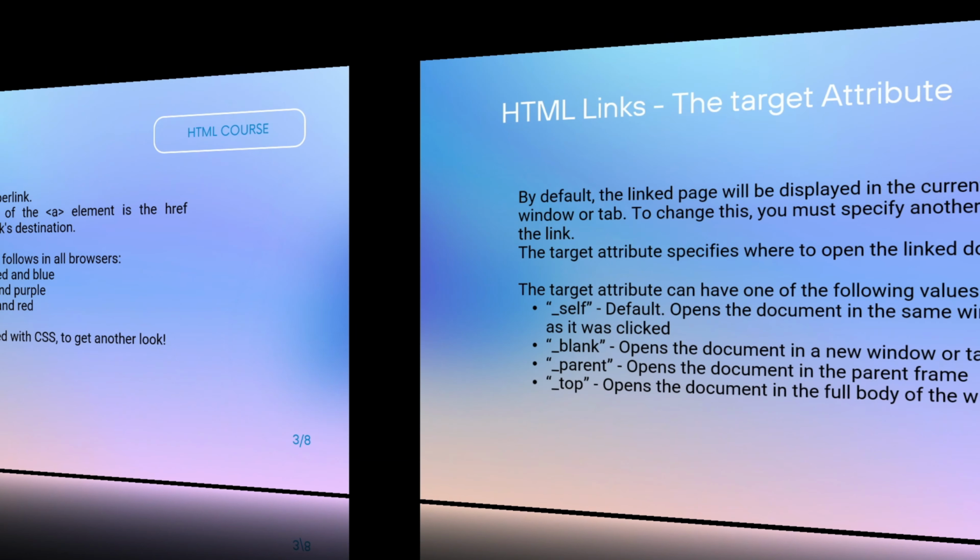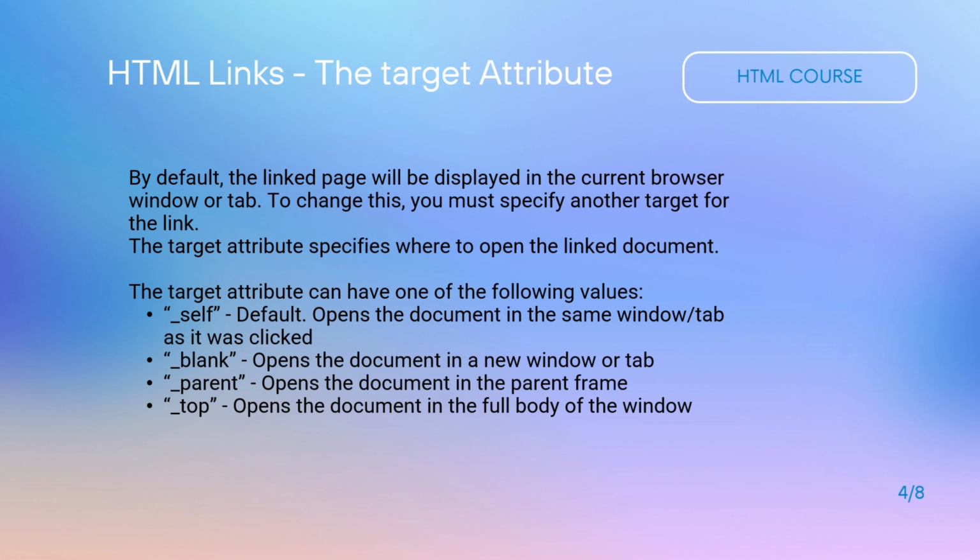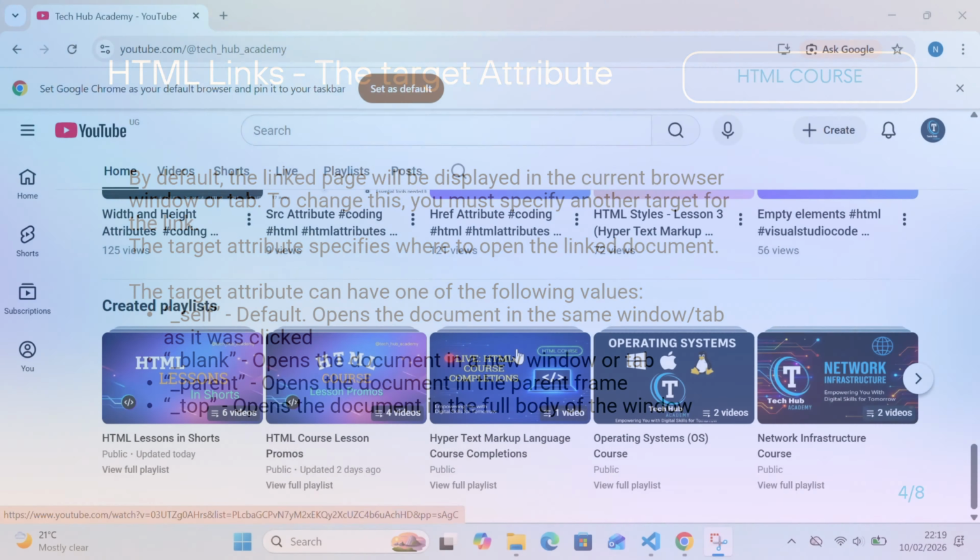The target attribute. By default, links open in the same browser tab. The target attribute allows you to control where the linked page opens. The target values include _self. This opens the link in the same tab. _blank. This opens the link in a new tab or window. _parent. This opens the link in the parent frame. _top. This opens the link in the full browser window.